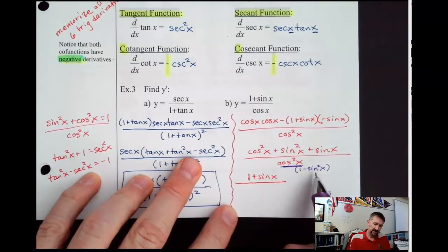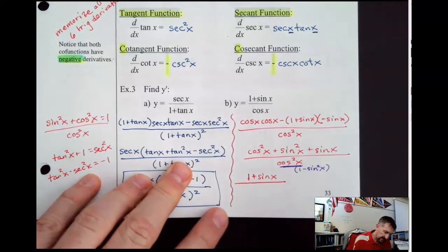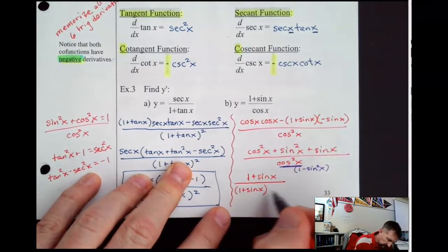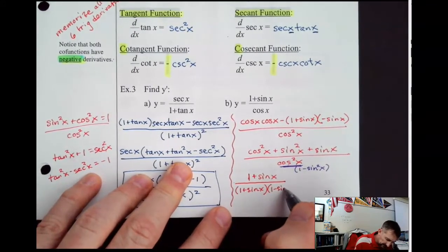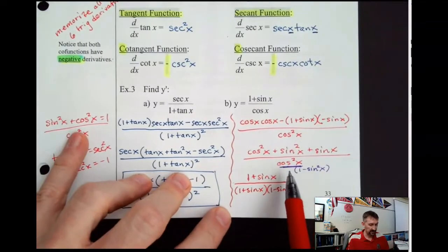And if you look at that, that's the difference of two squares. So I could factor that as 1 plus sine x, 1 minus sine x. Okay, you say, well, why did you think to do that? Because I knew I could switch.